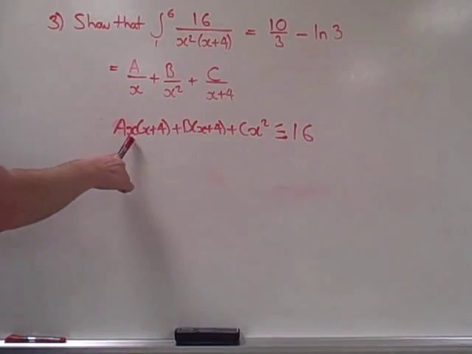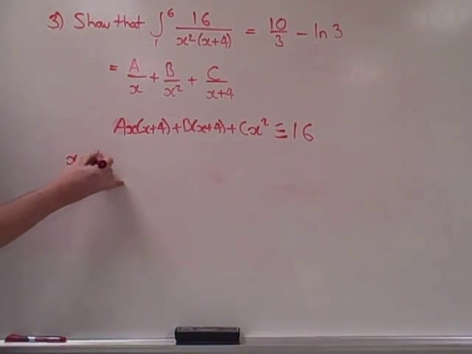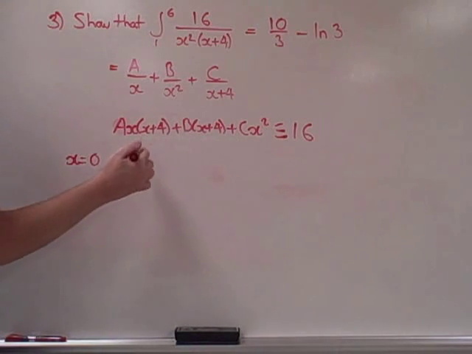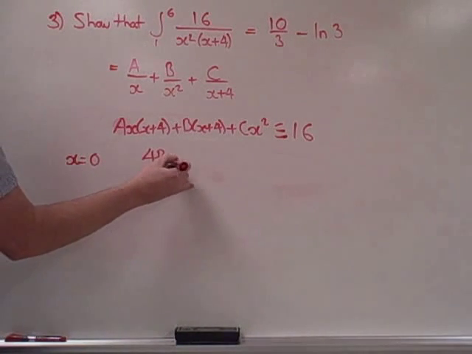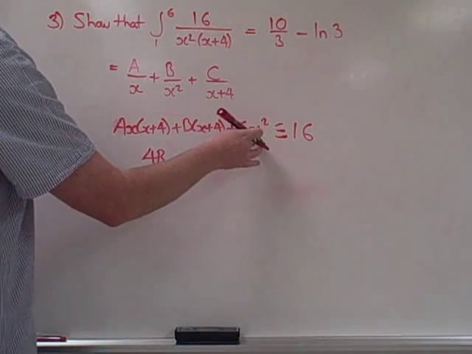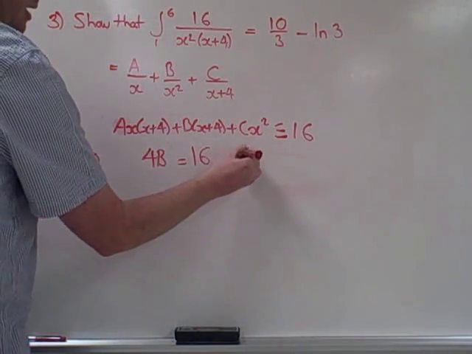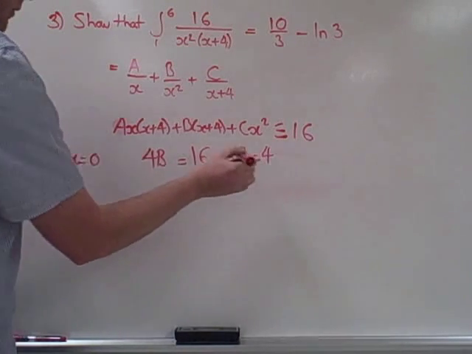So, first of all, I see that 0 is a nice value here. So if I choose 0, this disappears. This one will still be here. 0 plus 4 is 4, so 4b. I noticed this was 0 as well, so that's going to disappear. So 4b equals 16 tells you that b equals 4.